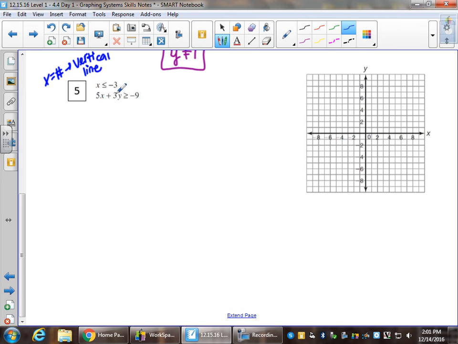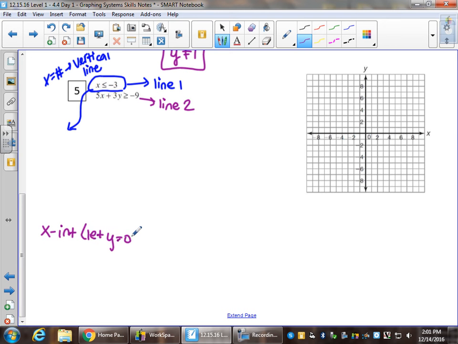So start to finish, I want you to label this line one and do the work here. And then this is line two. I'll get a setup towards the bottom here, x-intercept. Let y equal zero. Y-intercept. Let x equal zero.